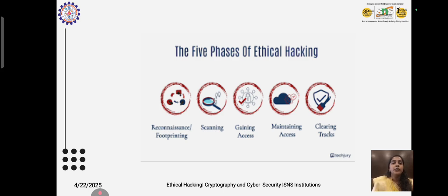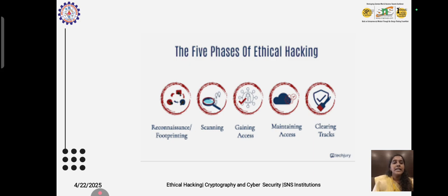First step is footprinting. Footprinting is mainly collecting data about the target system using tools or passive observation. Next is scanning. Scanning means detecting open ports, services and vulnerabilities. Next is gaining access. Gaining access here is exploiting weaknesses to gain entry.